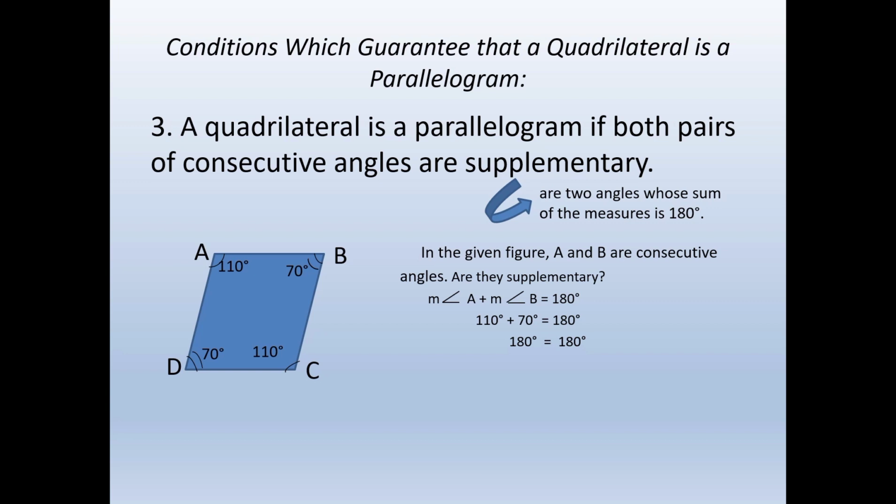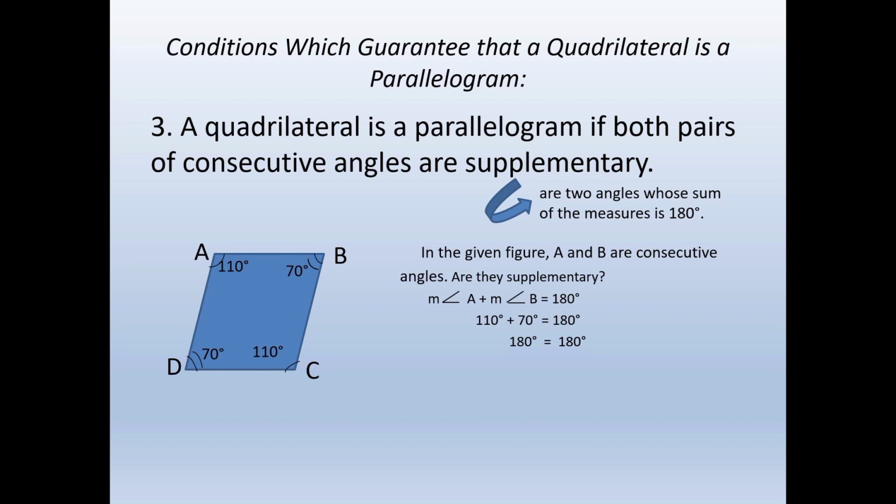Now in the given figure, A and B are consecutive angles. The question is, are they supplementary? To check if they are supplementary, we are going to add the measure of their angles. So we have measure of angle A plus measure of angle B is equal to 180 degrees. Shall we substitute their measure? So you have there 110 degrees plus 70 degrees is equal to 180 degrees. And we found out that the sum of the two angles, the angles A and B, is equal to 180 degrees.